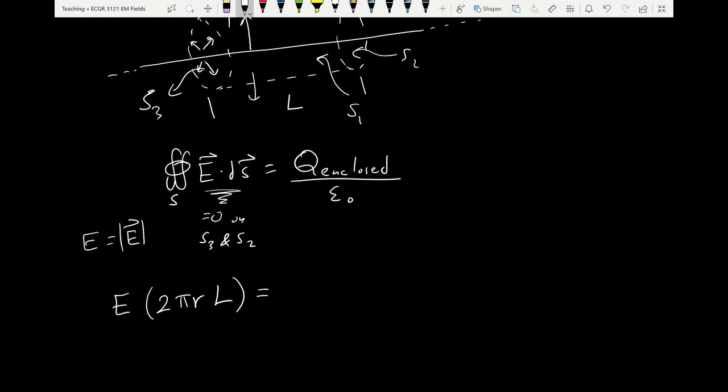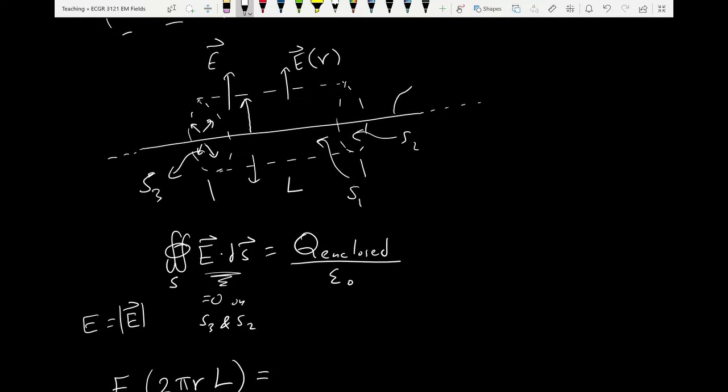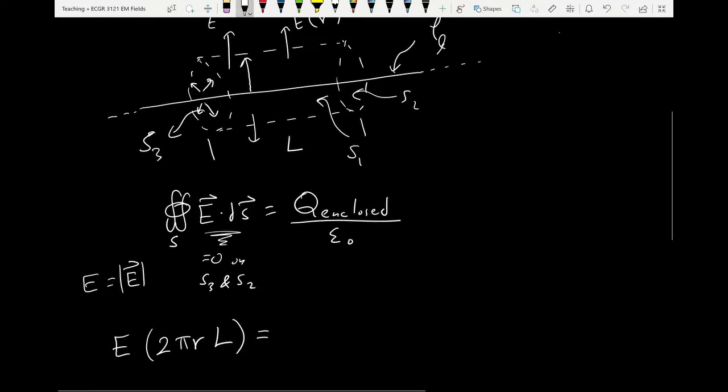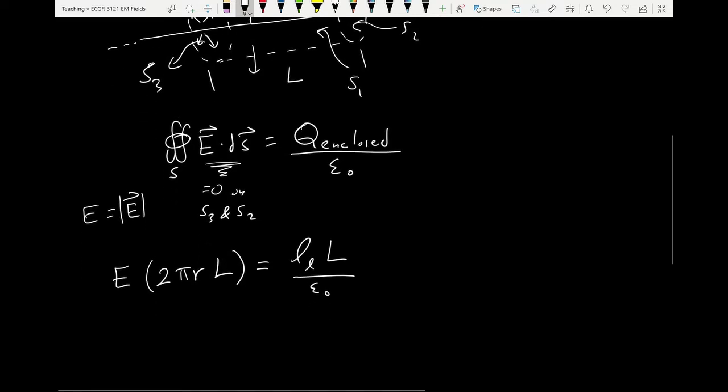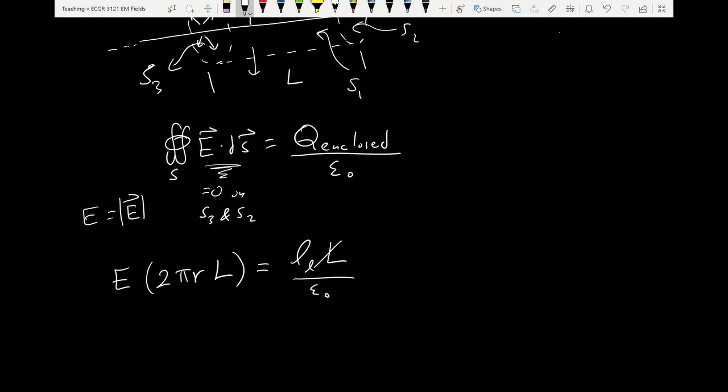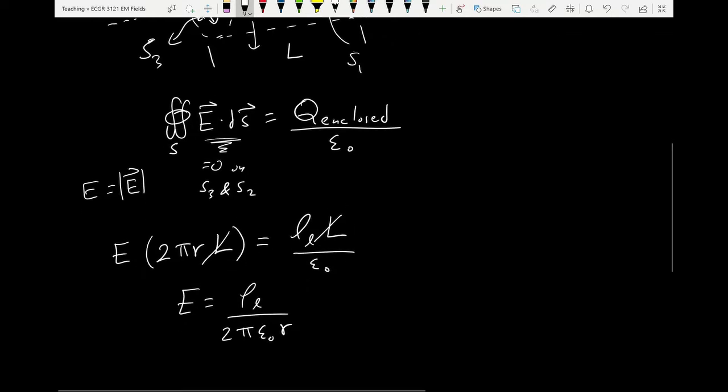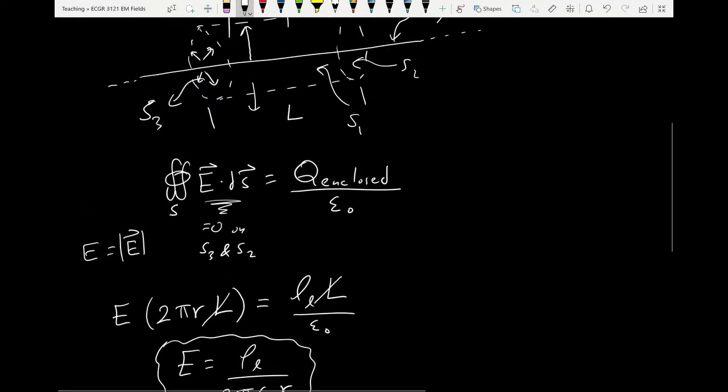Okay. Assume here that the transmission line has a line charge density of rho L, right? So the total enclosed charge is going to be rho L times L over epsilon naught, right? So we can divide L out, and then we end up with the magnitude of E equals rho L over 2 pi epsilon naught r. Okay, so this is the electric field at distance r away from the transmission line.